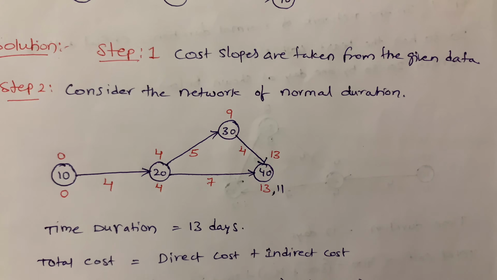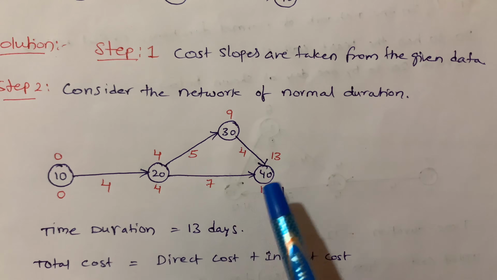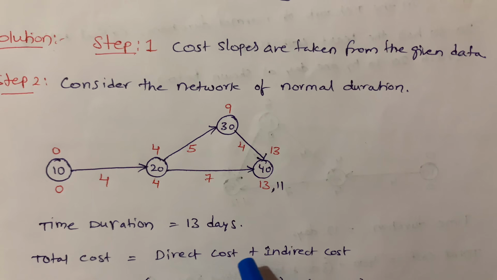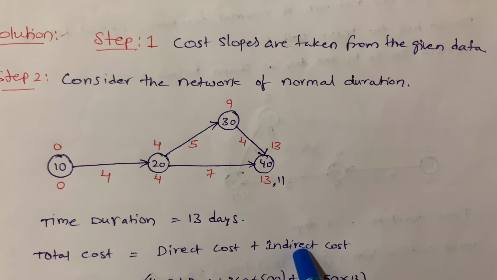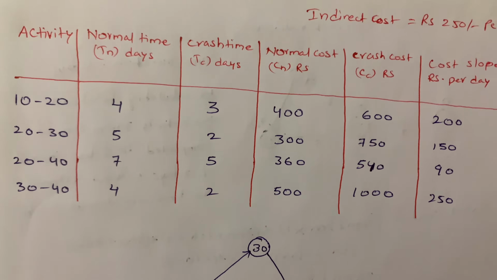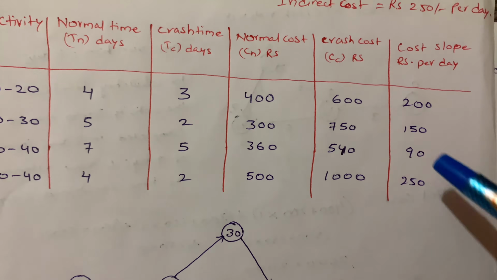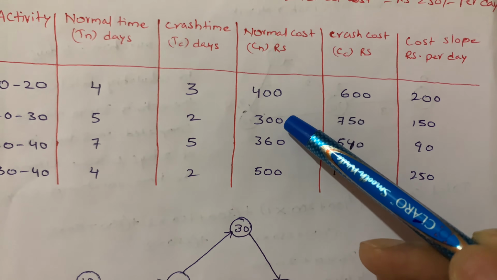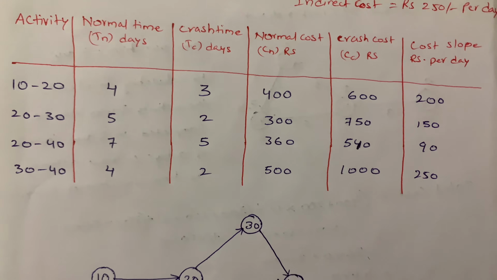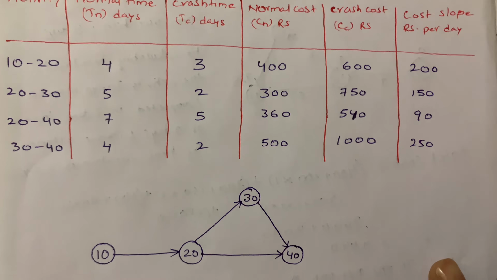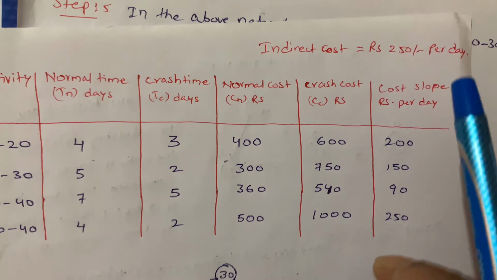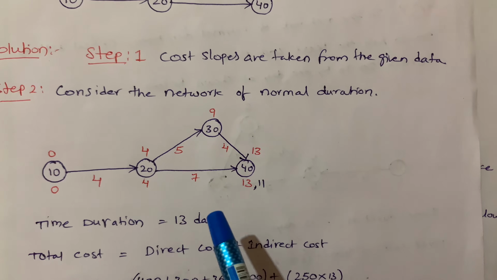Next, here the time duration is 13 days, and the total cost formula is direct cost plus indirect cost. Direct cost is already given, that is for normal duration, the normal costs 400 plus 300 plus 360 plus 500. And indirect cost is given, that is rupees 250 per day. So total days are 13 days.